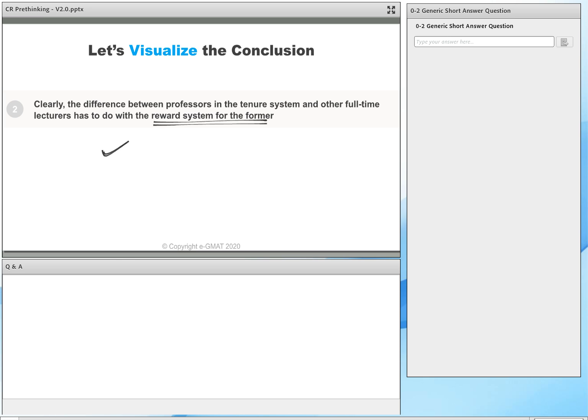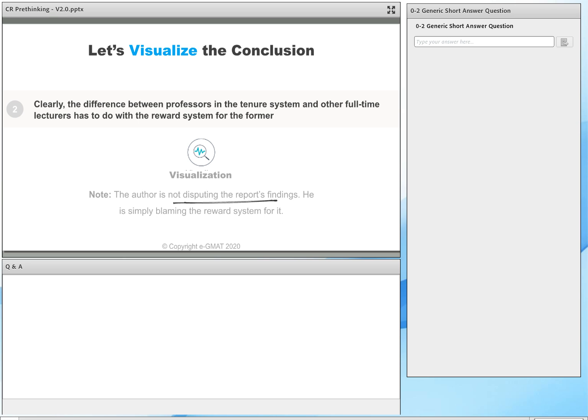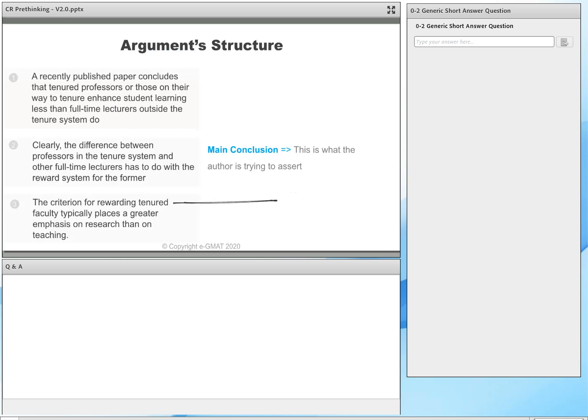All right, so let's visualize the conclusion. What the author is trying to say is the reason why professors don't do as great a job as full-time lecturers is because of the reward system for professors. The key thing over here is, as an author, I am not disputing the report's finding. I'm just blaming the reward system for it. That's the claim that he's making.